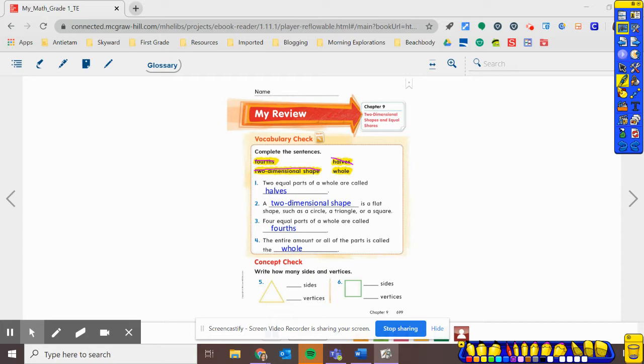For numbers 5 and 6, we're looking at how many sides and how many vertices each of these shapes have. So, looking at this triangle, I want you to write how many sides does it have and how many vertices. And now just to refresh your memory, a vertice is a point or a corner. So go ahead and count those up. I want you to do 5 and 6. Pause the video, and then when you're finished with 5 and 6, unpause so we can check your work.